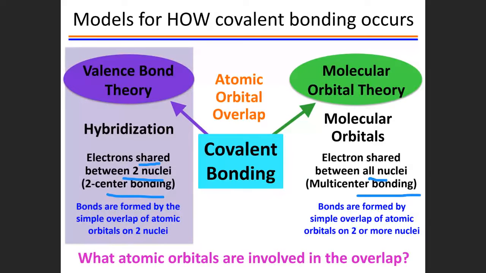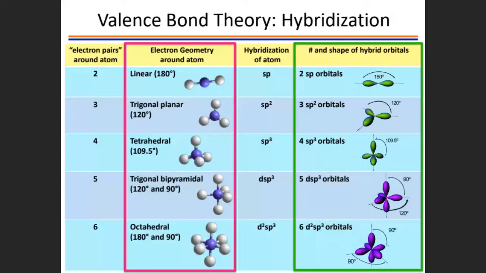Now, what atomic orbitals are involved in the overlap? As I said, they combine or overlap. Let's see the correlation between the electron geometry around an atom and the shape. So when we have a linear or different shape, we also have its corresponding hybridization. We can sort it down here. So let's see.